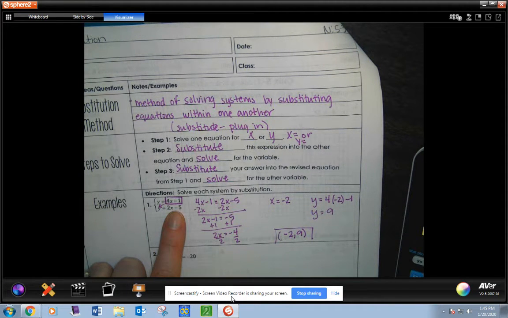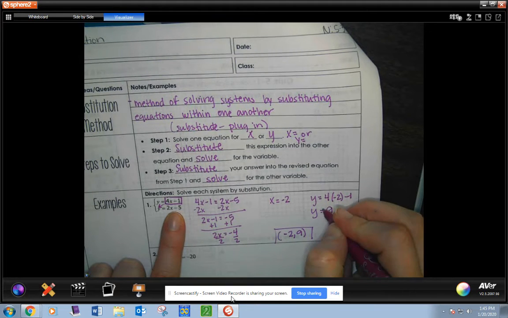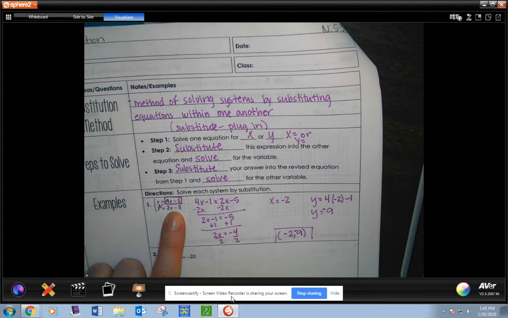What did I do wrong? I forgot to carry my negative sign down. That's what I did wrong. Duh, Miss Henson. So that does equal negative 9.